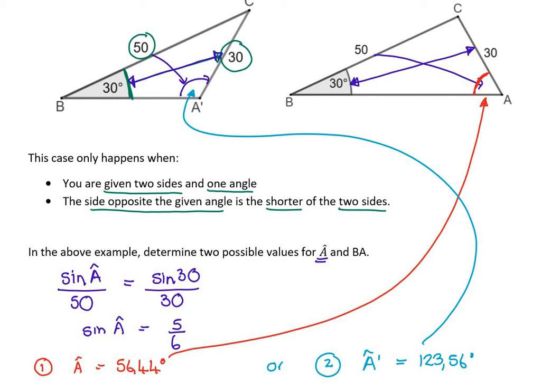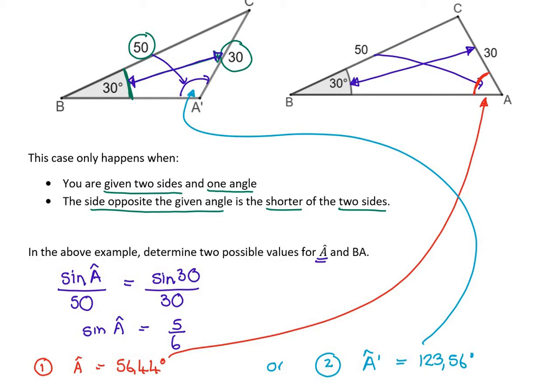Now I just want to say this again. 99 times out of 100, you'll never see this. 99 times out of 100, the picture is there, and so it's very easy to tell which one of these solutions you need. And most likely they always go for the acute angle because they've drawn an acute angle triangle.